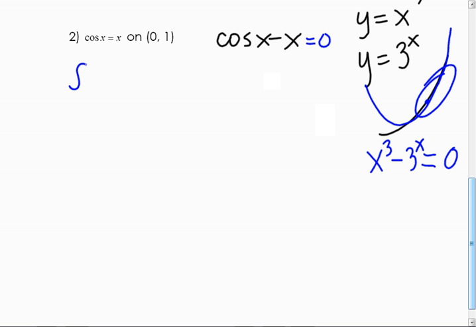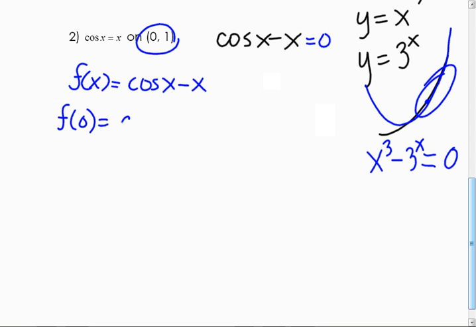So here's my function. F of x is the difference in those 2. And let's just evaluate the endpoints of the interval. That's all you're going to do in the exam. You're never going to try and find any other point. It'll always be the endpoints. So what's f of 0? The cosine of 0 minus 0. Now, do you guys know what the cosine of 0 is? 1. Good.